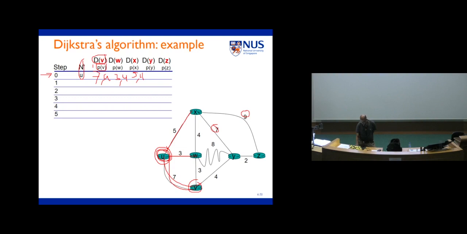How about Y? Is there a link between U and Y? No. So the cost is infinity, and there is no predecessor node. Similarly for Z, the cost is infinity. So this is the initialization part of things. Okay.